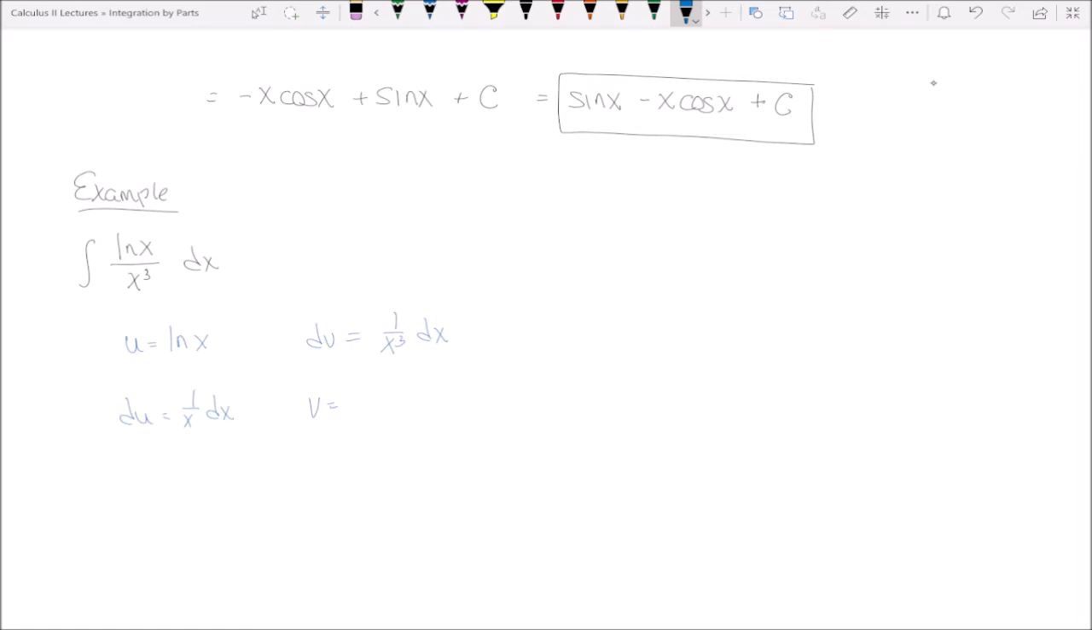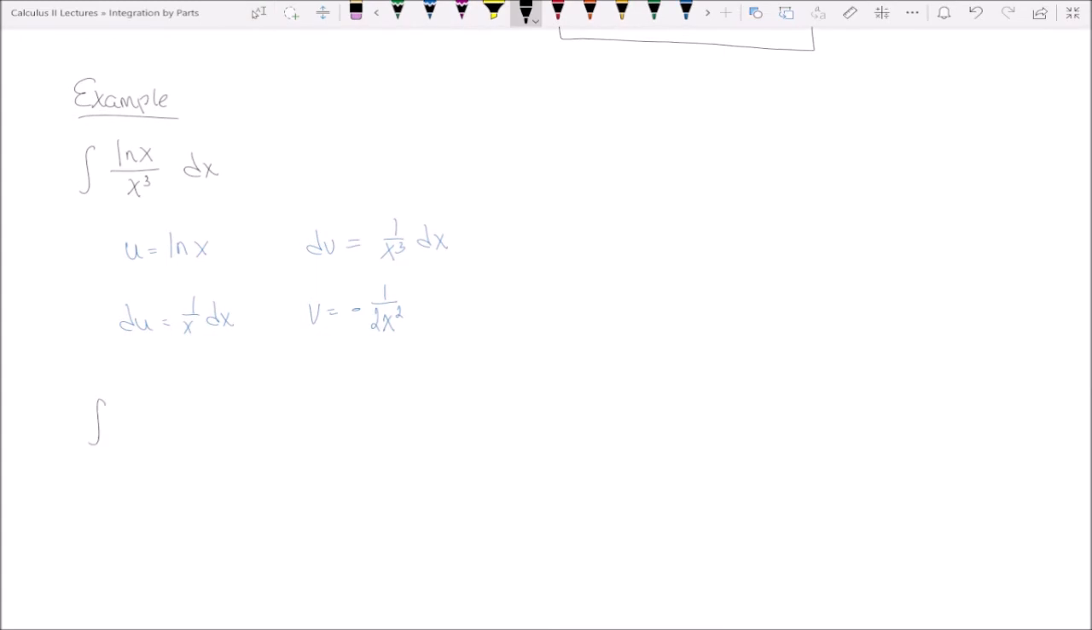Power rule: add 1, divide by the same, so we get negative 1 over 2 x squared. What we then have is u times v minus the antiderivative of v times du.